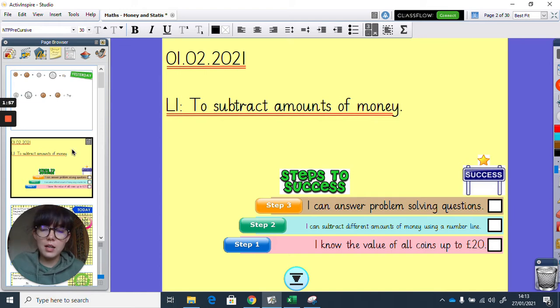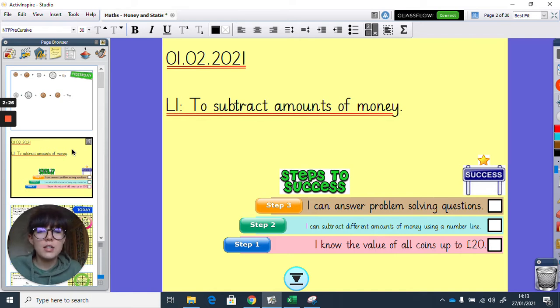So today our learning intention is to subtract amounts of money. We've added amounts of money already and today we're going to be subtracting amounts of money. Subtracting is just another way of saying taking away. Our first step today is to know the value of all coins up to £20. You will need to know that to be able to answer the questions today. If you need a little recap, you can always look at last week's videos for that.